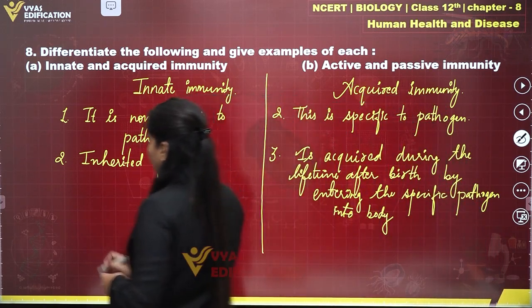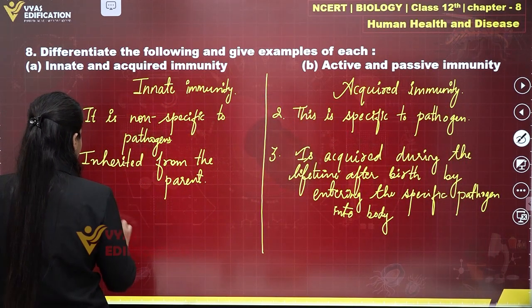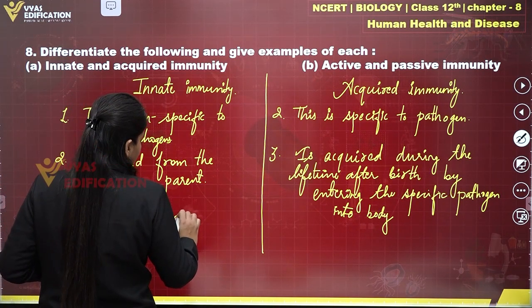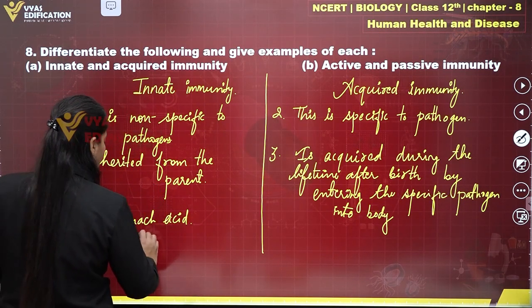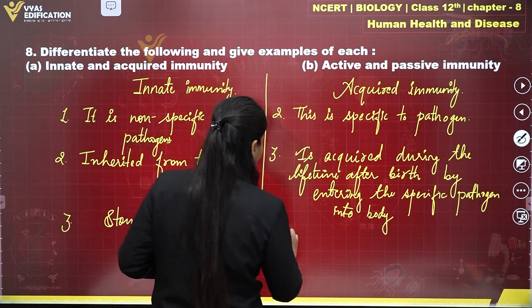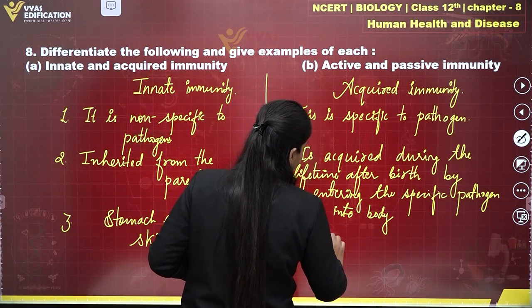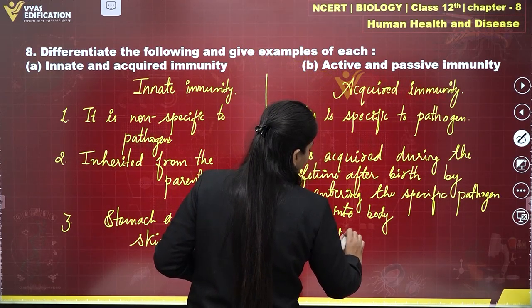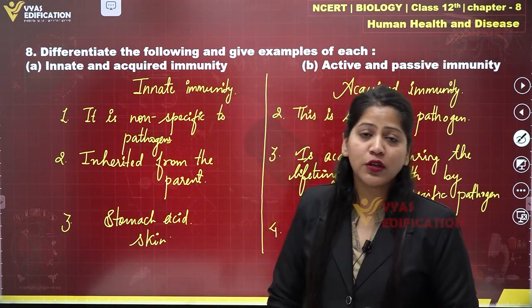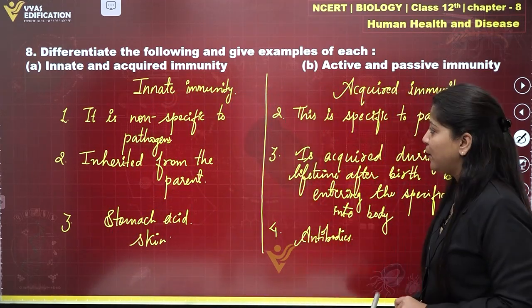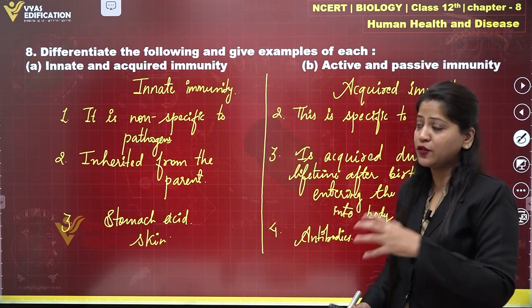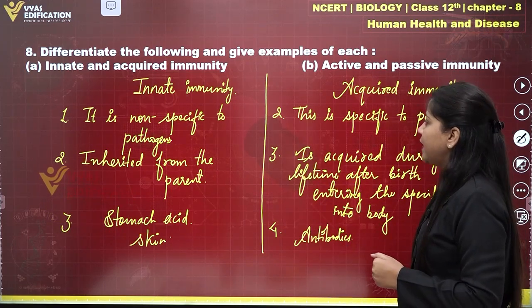Now if we talk about the example of innate immunity, we have stomach acid, that is HCl. Stomach acid is an example of innate immunity. Then we have skin as an example of innate immunity, whereas the example of acquired immunity is antibodies produced by entering a specific kind of pathogen into your body. This is the example of acquired immunity, and we have completed the difference between innate immunity and acquired immunity.